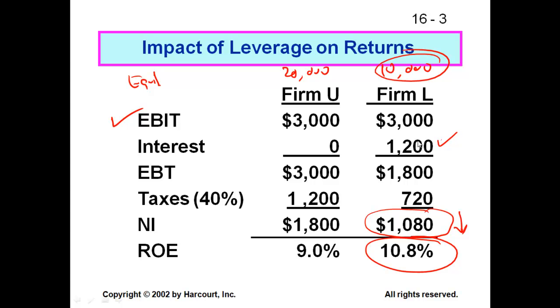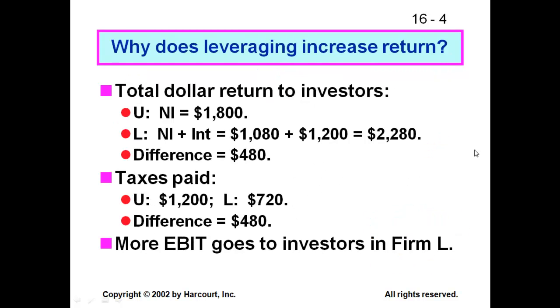What I'm just planting here is the hook that clearly you can see already that the riskiness of firm L is more. Now why does leverage increase returns? The total return, in the case of the unlevered firm, your net income is 1,800. Who are your investors for firm L? How have we defined investors throughout? Shareholders and debt holders. So how much money do the investors get with firm U? The only investor is the shareholder, and they get 1,800.